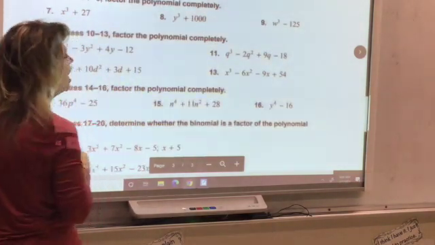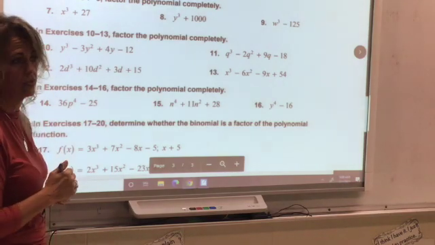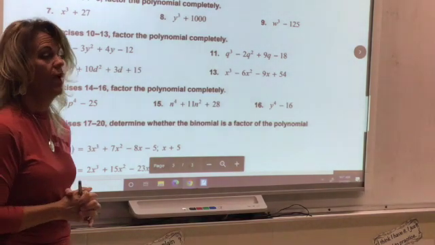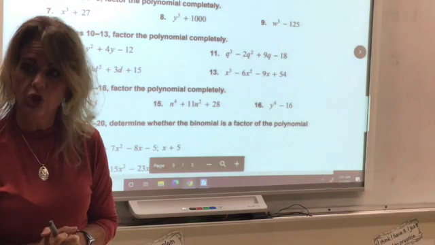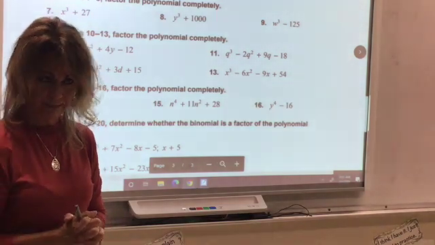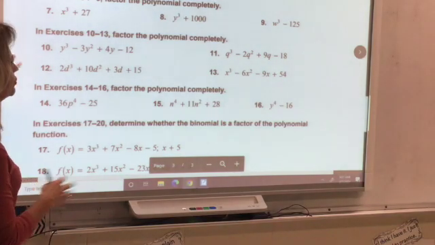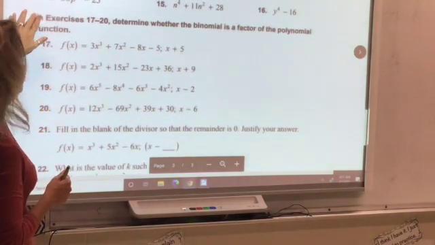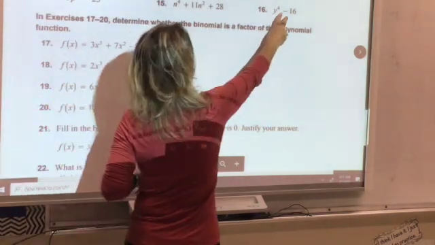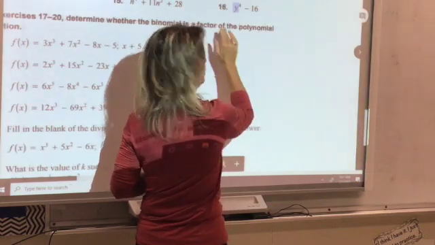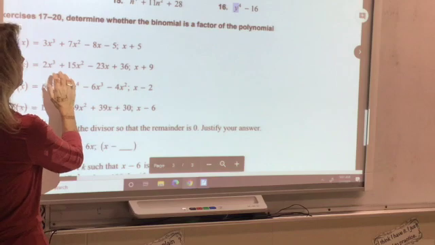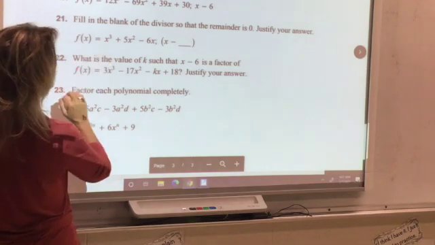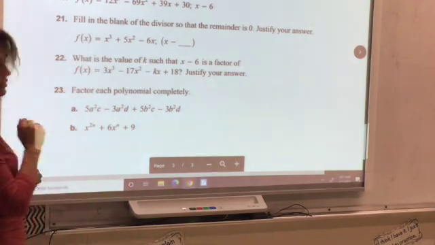In 7 through 9, we are factoring perfect cubes. So you're going to have to go back and look at what a perfect cube looks like. 10 through 13, you can group the first 2, group the last 2, just like what we did. 14 through 16, you've got the difference of 2 squares, because y to the 4th is a perfect square. This is just telling whether or not it's a factor. This is telling you to find a factor.